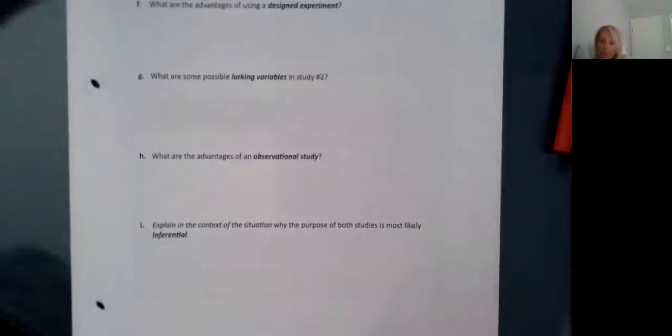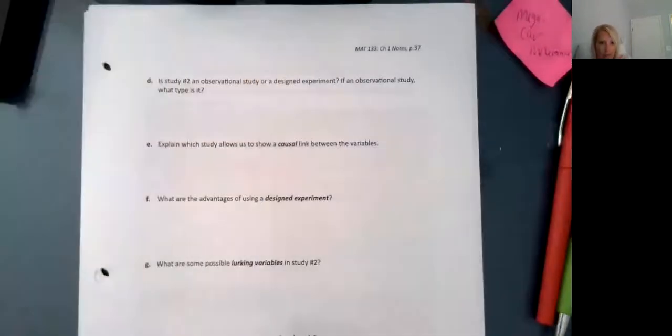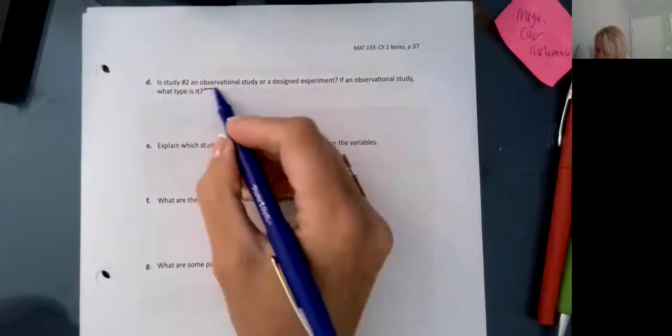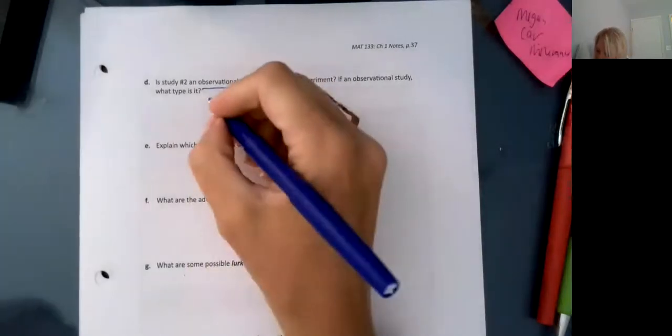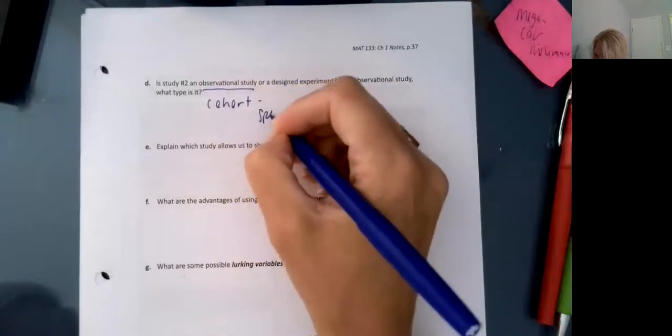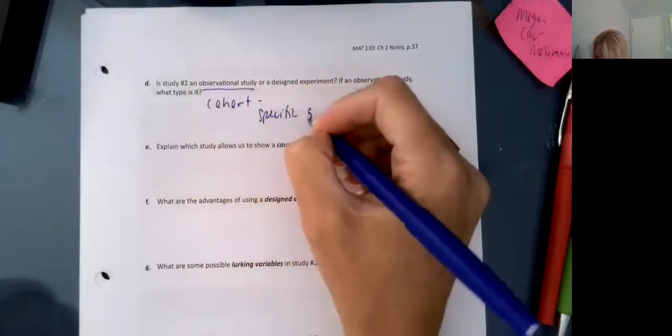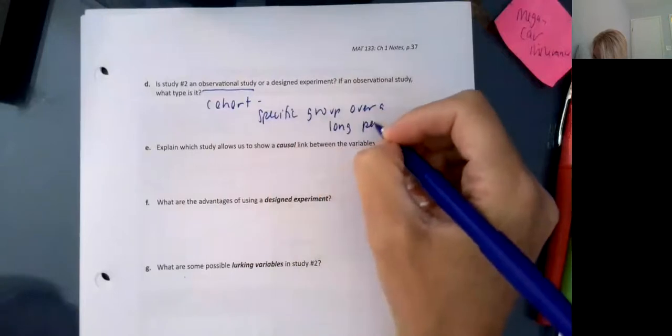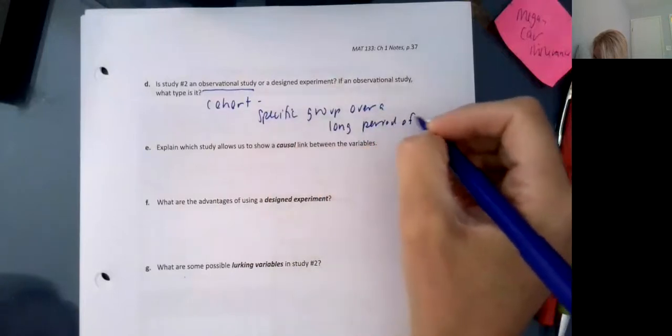In study 2, is that observational or a designed experiment? And study 2 was an observational study, right? And it says what type of observational? It's a cohort because it was long-term, a specific group over a long period of time.